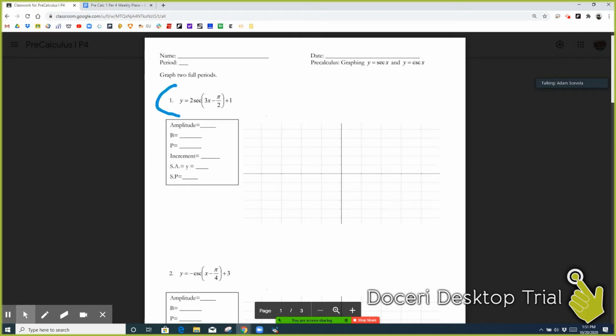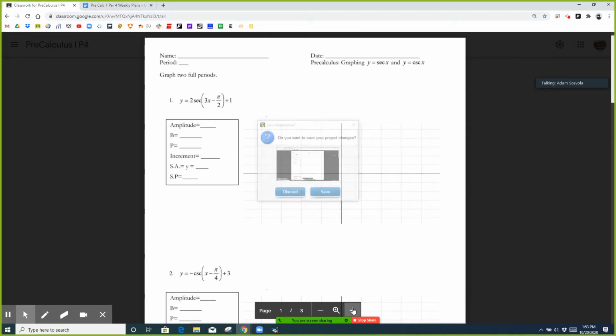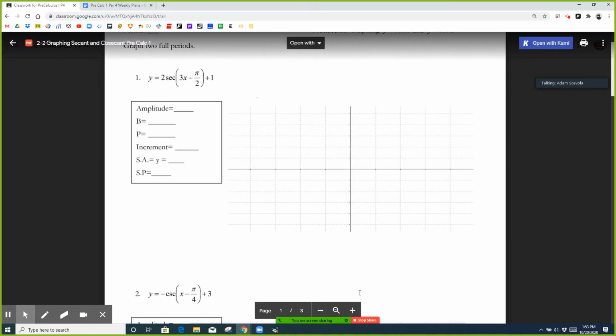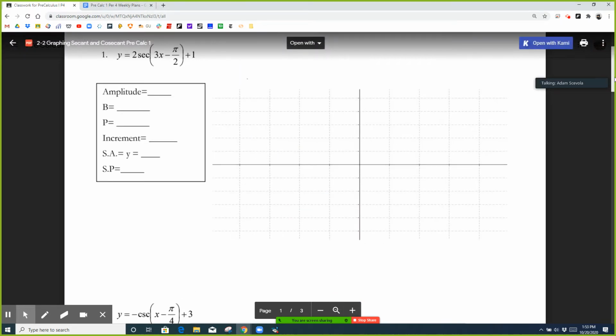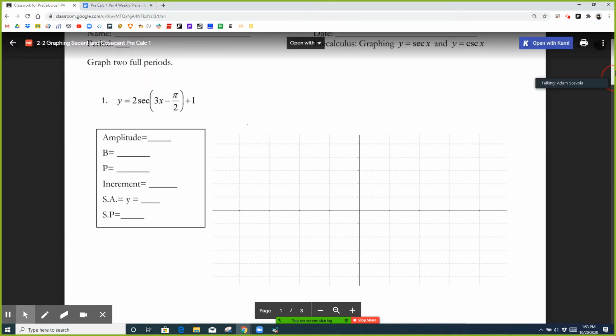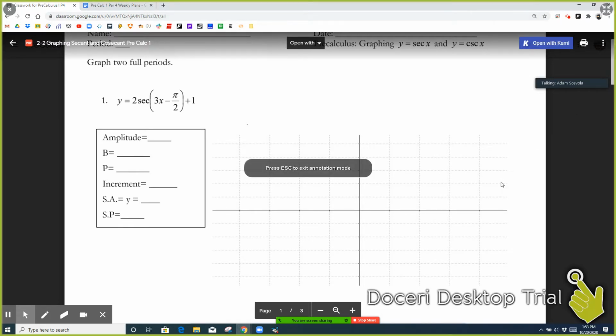So for number one, we're going to graph y equals 2 times the secant of (3x minus pi over 2) plus 1. The first thing I do, even though it's not the first thing on this list, is find the starting point. The starting point, no matter what you're graphing, is going to occur at the x value that makes whatever's inside the parentheses equal to 0. I think that's the easiest way to remember it.